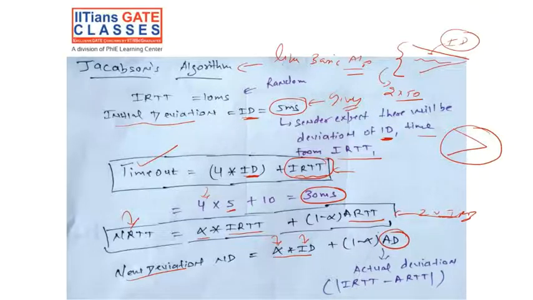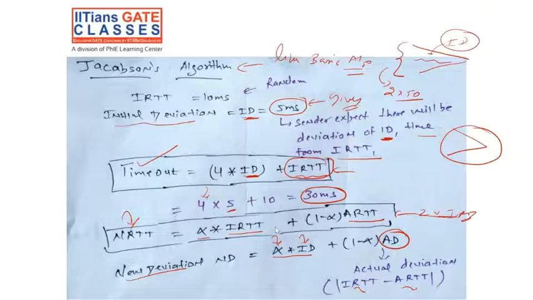What is the actual deviation? It is calculated like the actual round trip: your initial round trip time minus the actual round trip time. Whatever you expected, the initial expected round trip time, minus whatever you observed, the actual. Whatever value comes after this subtraction is your actual deviation. From this we can calculate the new deviation, and with the help of the new deviation, we can easily calculate the timeout.